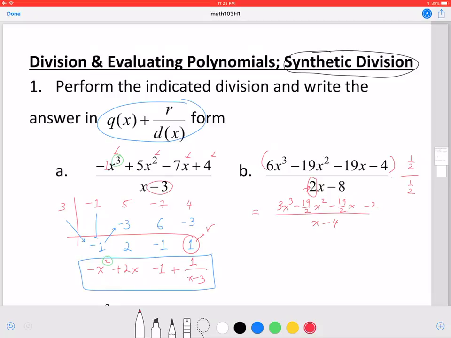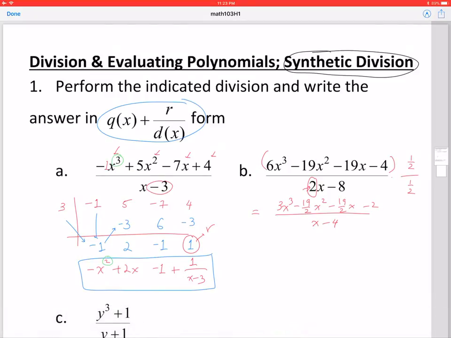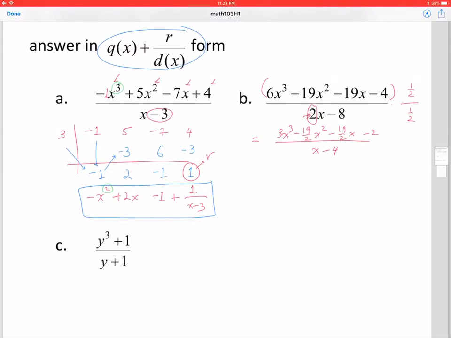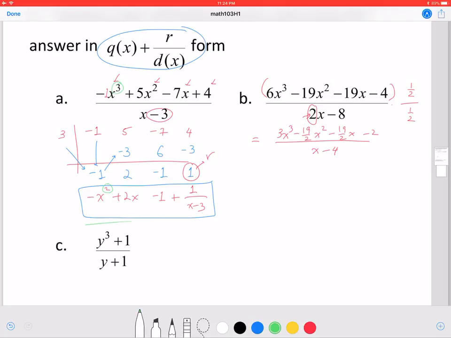So that is going to be our new polynomial we will divide. Let me find a little more space. Let me just go to blue and draw the lines. This -4, we always have to change the sign to +4. And my coefficients are 3, -19 over 2, another -19 over 2, and -2.